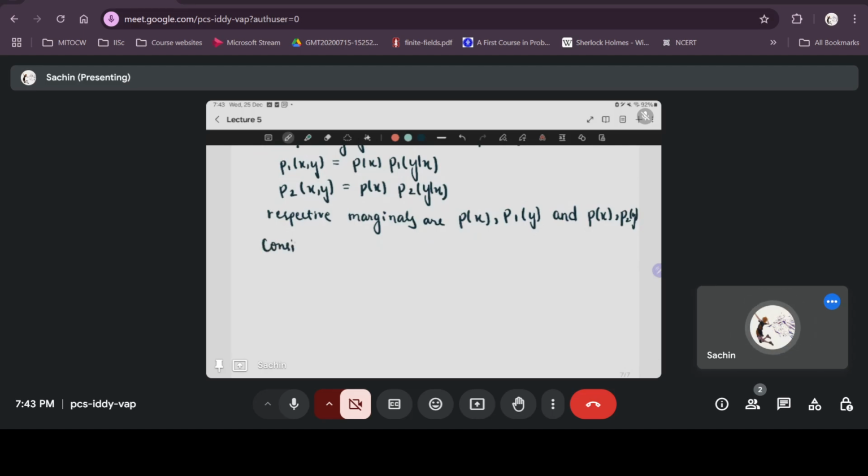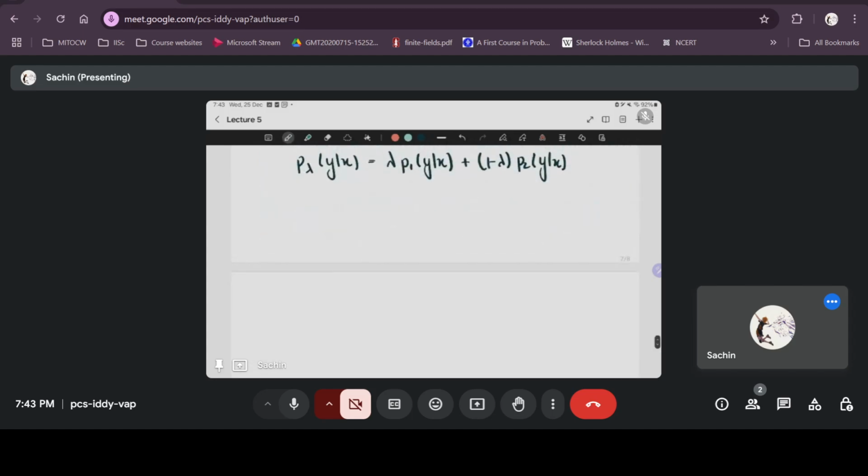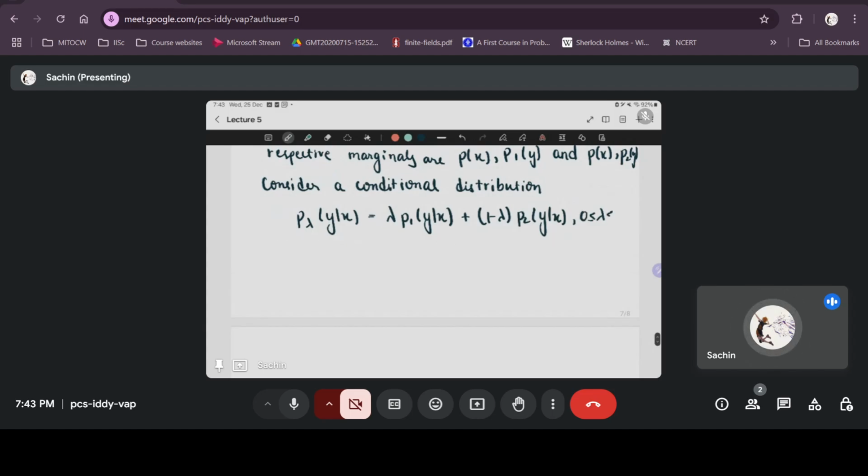Now consider a conditional distribution which is a mixture of the two given distributions. So we are trying to show that mutual information is a convex function of the conditional distributions. So we consider a convex combination of the two conditional distributions, lambda p1 of y given x plus 1 minus lambda times p2 of y given x, where lambda is a number between 0 and 1.